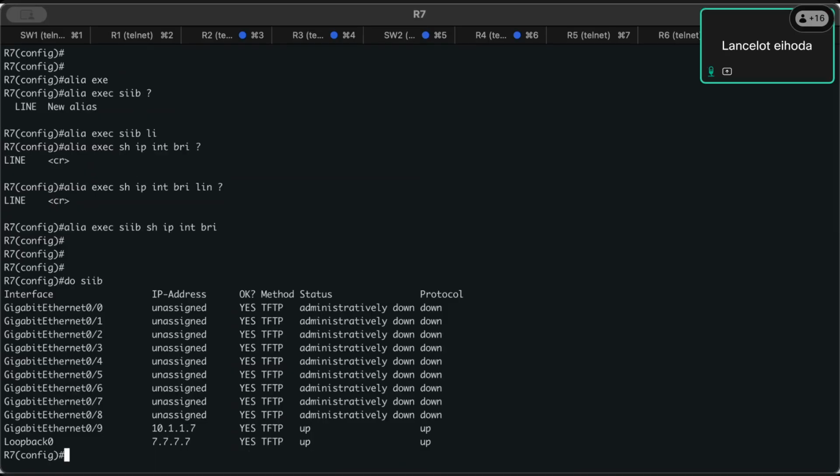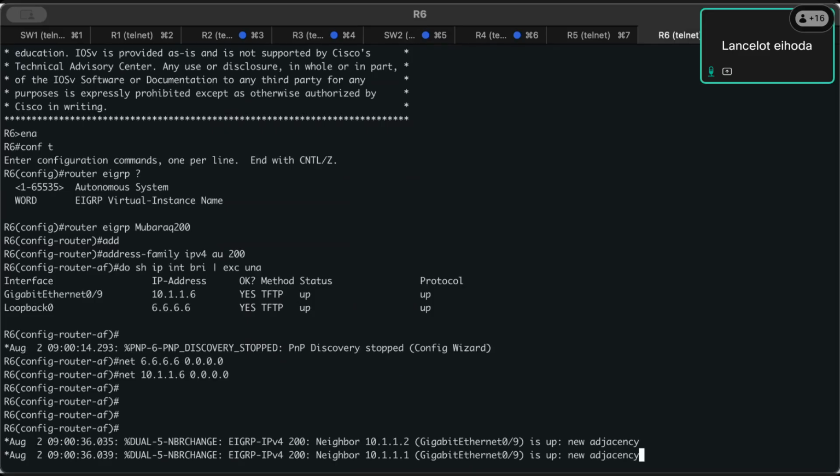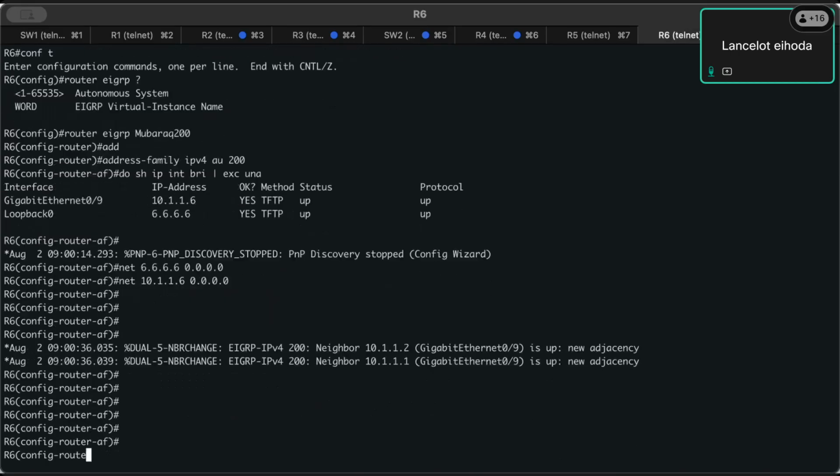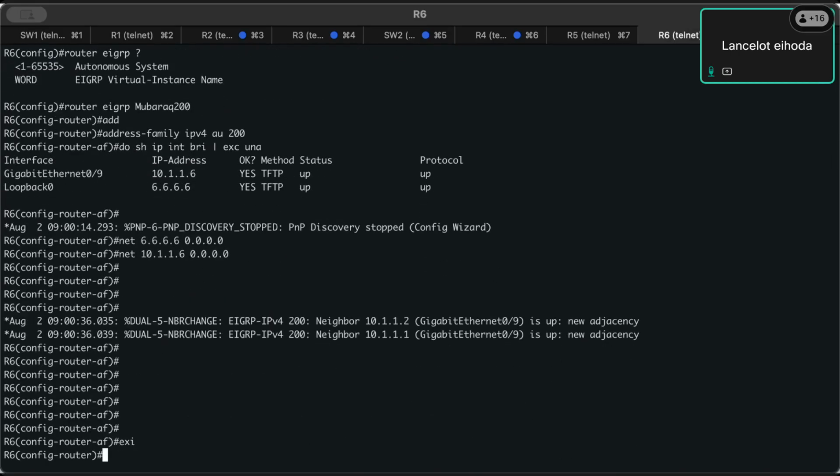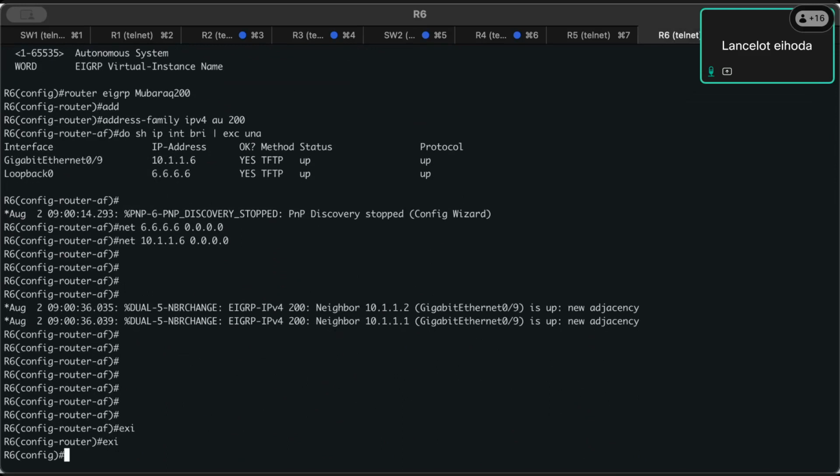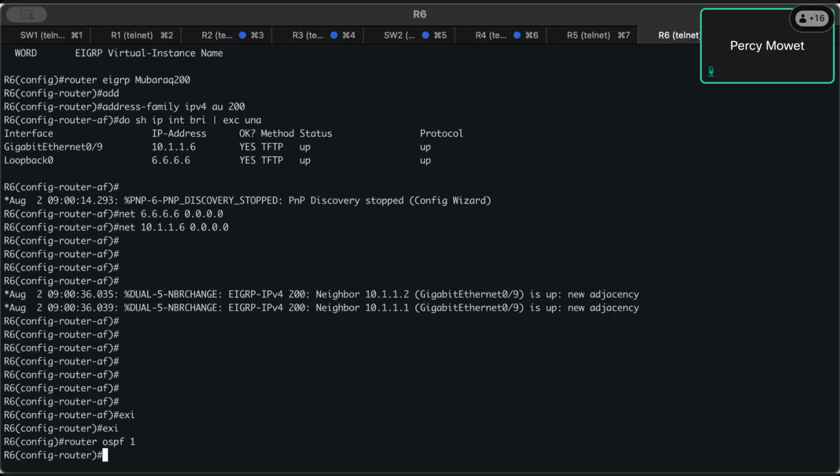So step 5 says we should configure OSPF on routers 6 and 7 interface and loopback and router ID. Okay? So for router 6, has any of you done OSPF from interface before? No. Yes, I have, in a small lab.